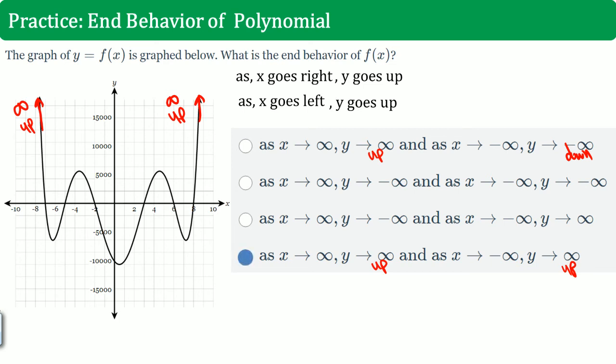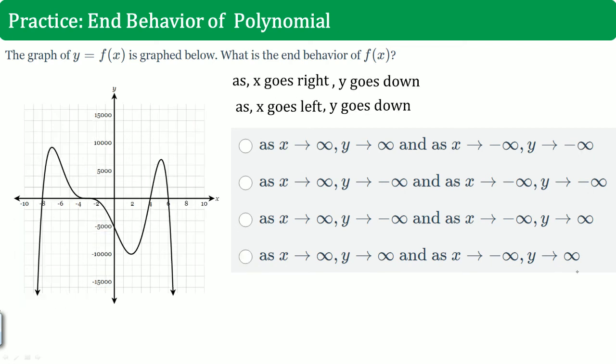As x goes to the right, y goes up. That's how you read this. As x goes to the right, which is infinity, y goes up, which goes to infinity. As x goes to the left, negative infinity, y goes up, which is positive infinity. Next case.